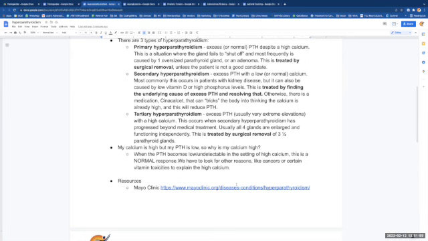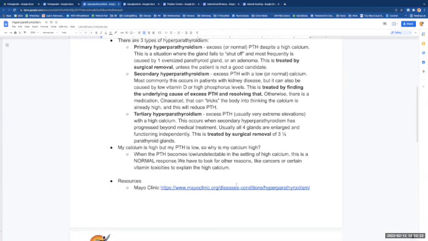Otherwise, there is a medication called cinacalcet which tricks the body into thinking the calcium is already high, and this will reduce parathyroid hormone. Tertiary hyperparathyroidism is extreme elevation of PTH with high calcium. This occurs when secondary hyperparathyroidism has progressed beyond medical treatment.